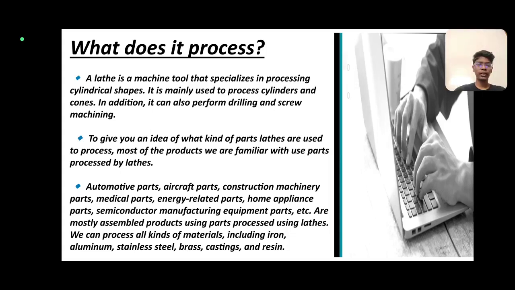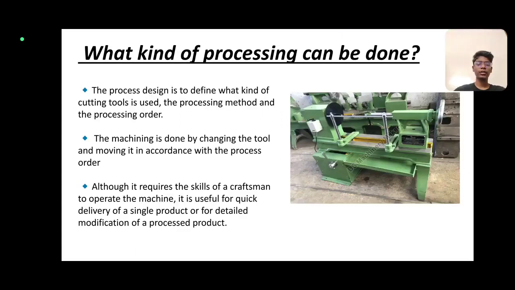To give you an idea of what kind of parts lathes are used to process, most of the products we are familiar with use parts processed by lathe machines: automotive parts, aircraft parts and many more. What kind of processing can be done? The process design is to define what kind of cutting tools are used in the lathe, the processing method and the processing order. The machining is done by changing the tool and moving it in accordance with the process order.